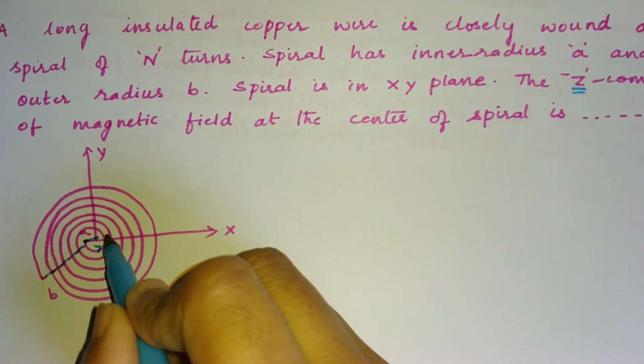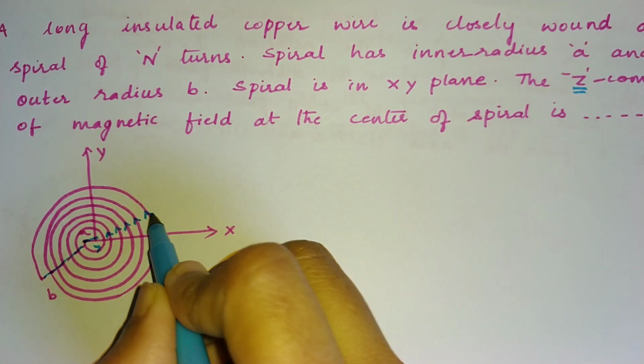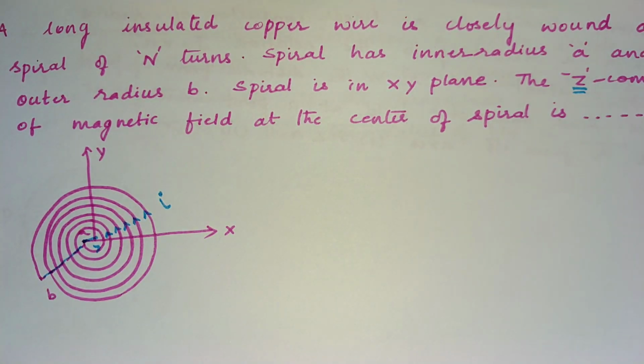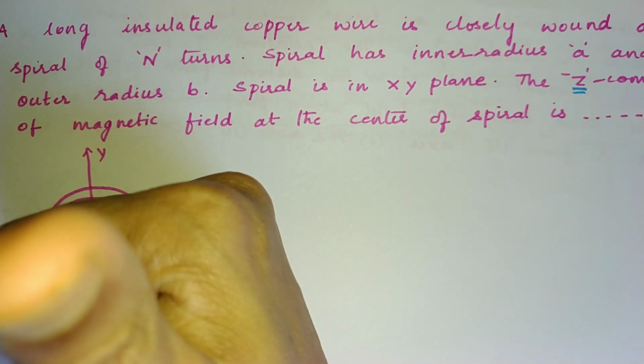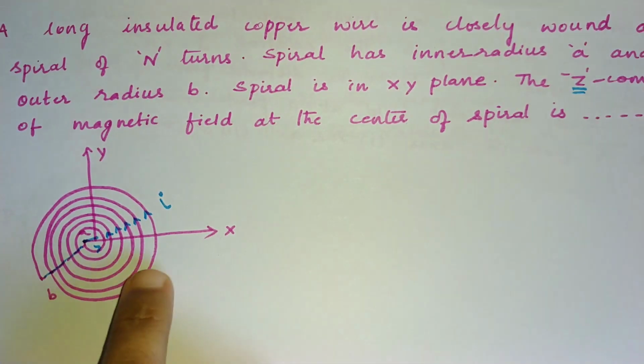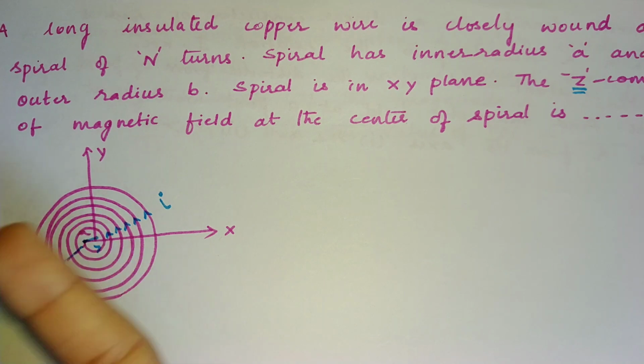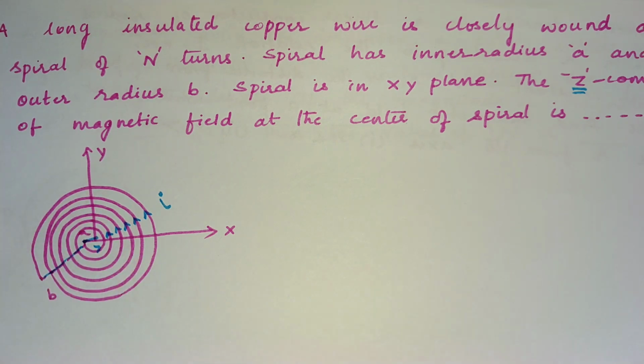So the current direction has to be given. If this is the direction of current, with magnitude I, when I curl the fingers of my right hand, the thumb is pointing upward. So this implies the magnetic field at the center is directed in the plus K cap direction.